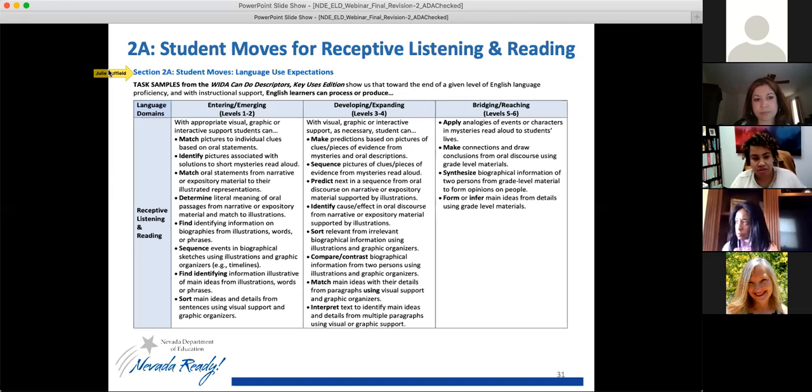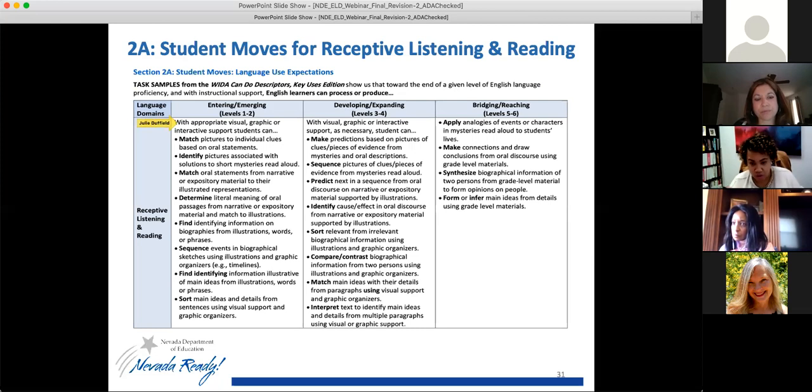So again, the student moves focus on what students can do. So when we look at the particular student moves, this one in particular, we're referring to receptive, listening, and reading. So again, this is around input. How are they receiving it? How are students receiving the information? The supports for students should be focusing on providing visual, graphic, or interactive supports while teaching students the concept in order for them to progress towards proficiency.